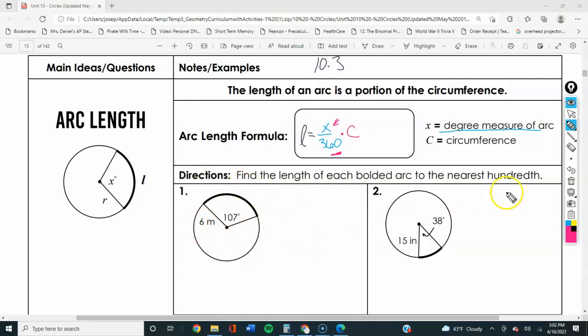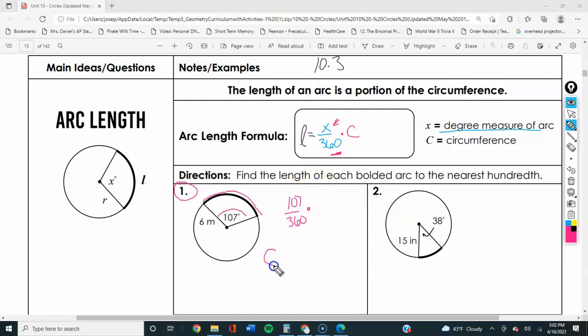That'll give me the part. So let's get right to it. Let's see where this works. Number 1, find the length of the bold and the beautiful. You guys don't get that reference because you're too young. All right. So my degree measure is 107. So it's going to be 107 divided by 360 times the circumference.